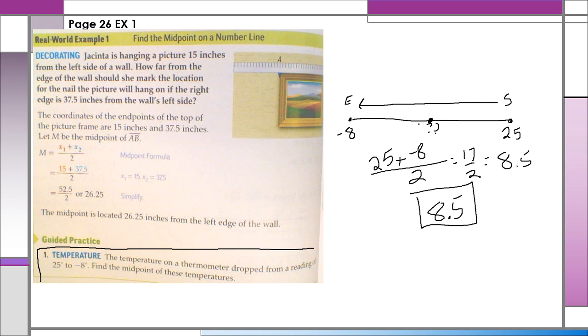And you can see this because if you check from 25 to 8.5, that is a distance of 16.5 degrees. And from 8.5 down to -8 is also 16.5. So it's halfway between the two. The distance from 8.5 to -8 is 16.5, and the distance from 25 to 8.5 is 16.5. So that's one way you can check if your answer is actually the middle: just make sure it's halfway between the two values.